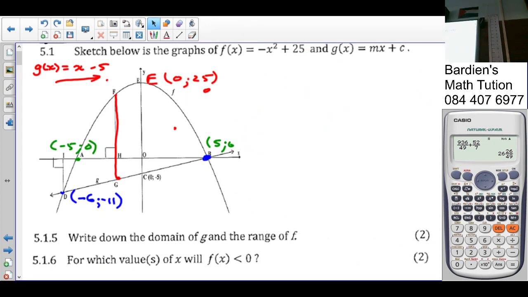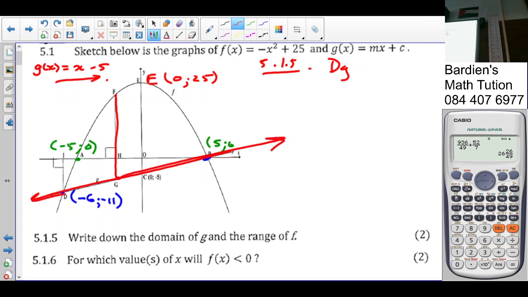So the next question says, write down the domain of g and the range of f. 5.1.5, the domain of g. So domain is all possible x values. If you're looking at the g of x graph, as you can see, this graph is going to negative infinity on x and positive infinity. So all the values exist on the x-axis. Not so? So what is the domain of g? x is an element of all the real numbers.